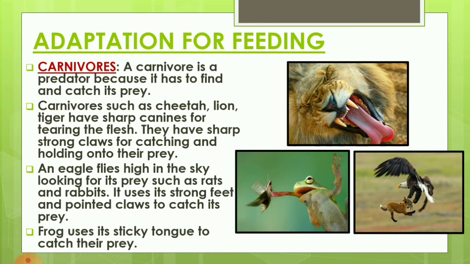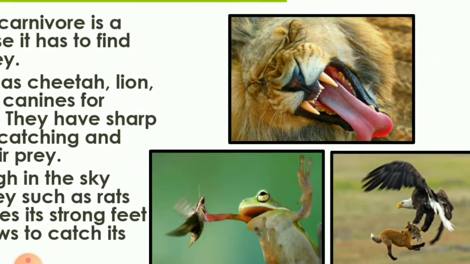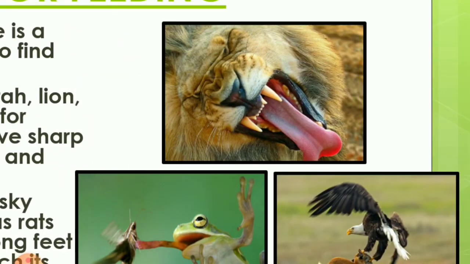Now this carnivore, it is a predator. They hunt for their food to catch their prey. So carnivores like cheetah, lion, tiger have very sharp pointed canine teeth. Canine teeth are the sharp pointed teeth which help them to tear the flesh, and their claws, their hands, are very strong to catch and hold their prey.